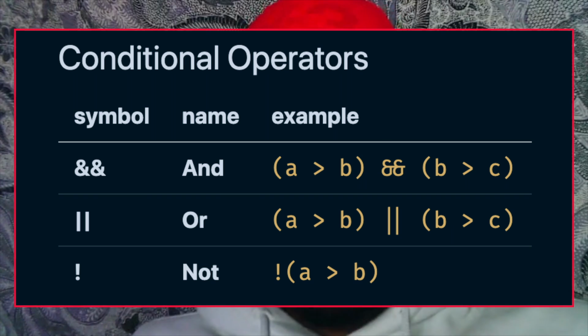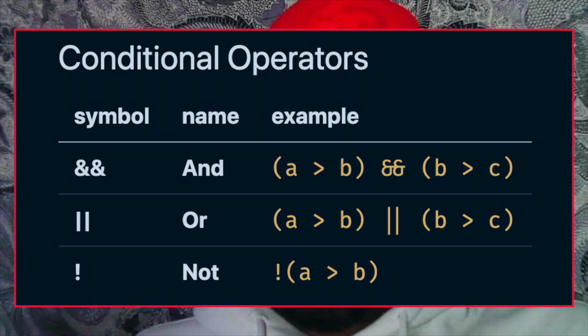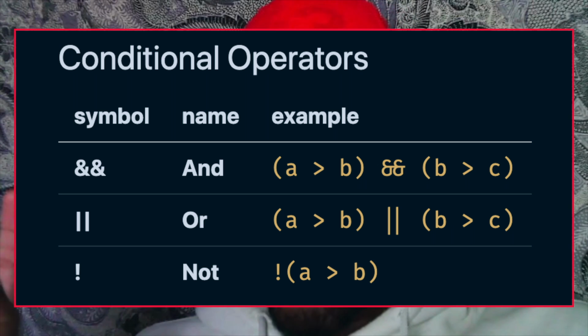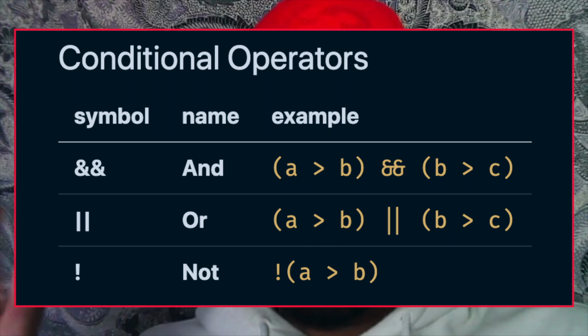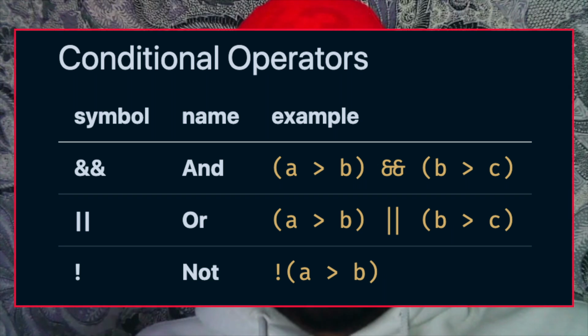Right? We also have pipes. The two pipes together says, is the thing on my right-hand side true, or is the thing on my left-hand side true? If any of them are true, that evaluates to true. Even if the right-hand side is a falsy value and the left-hand side is a truthy value, because the left-hand side is a truthy value, that expression is going to evaluate to true. If they are both false, that will evaluate to false.